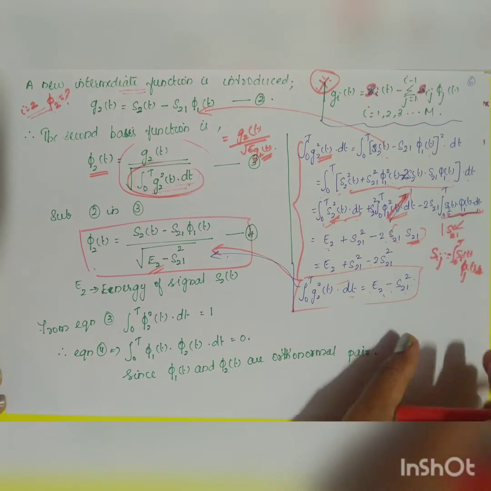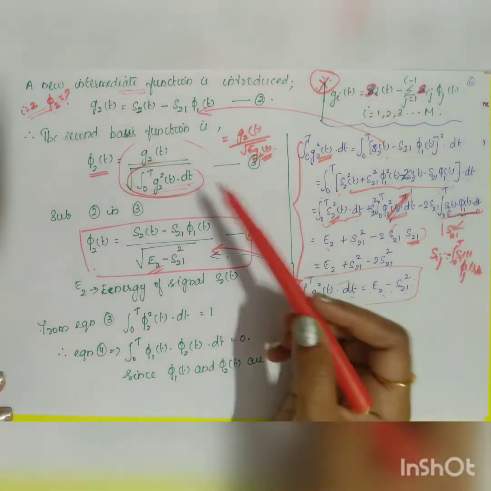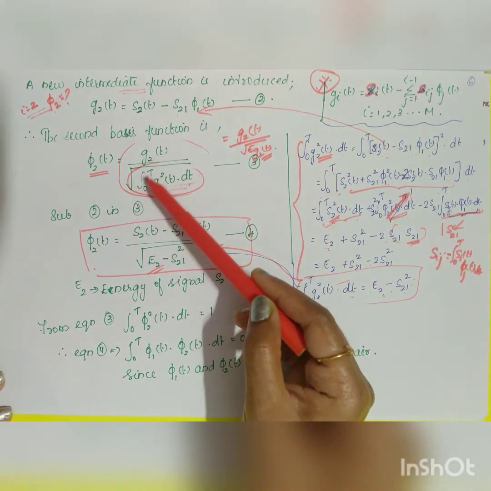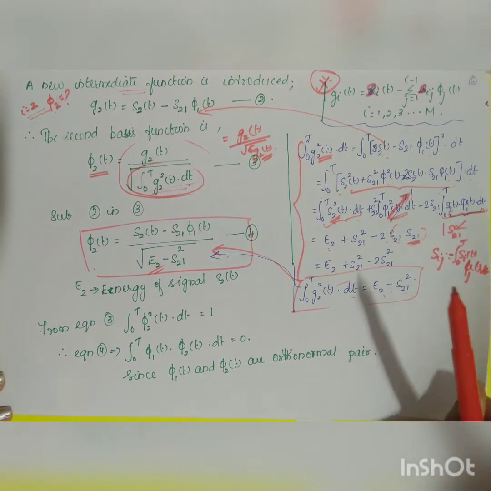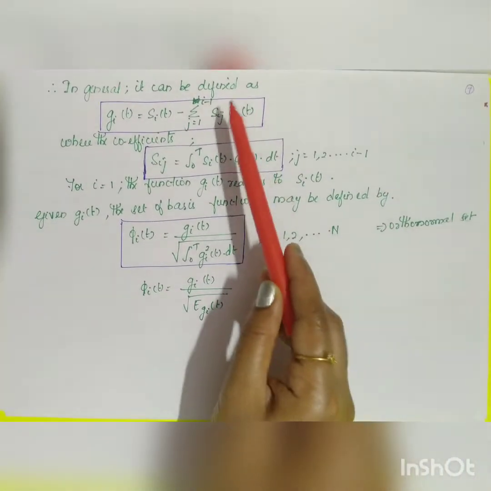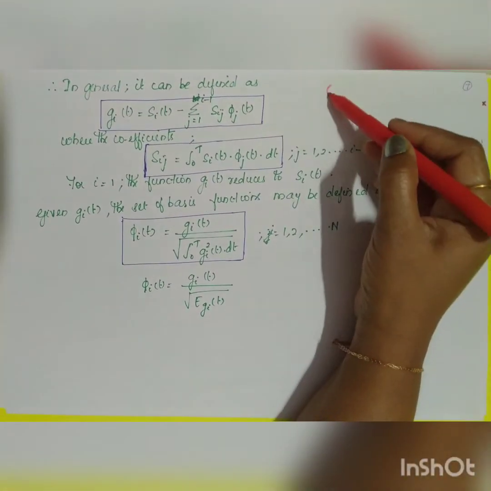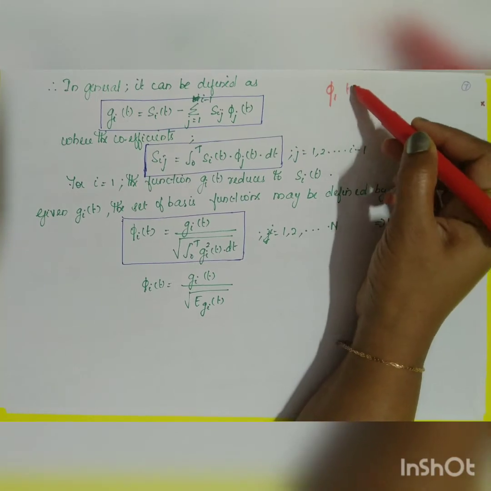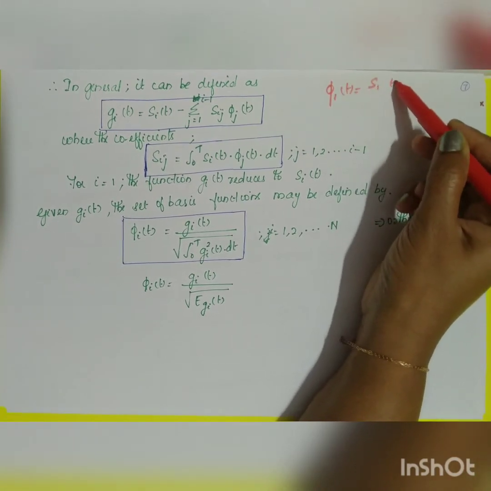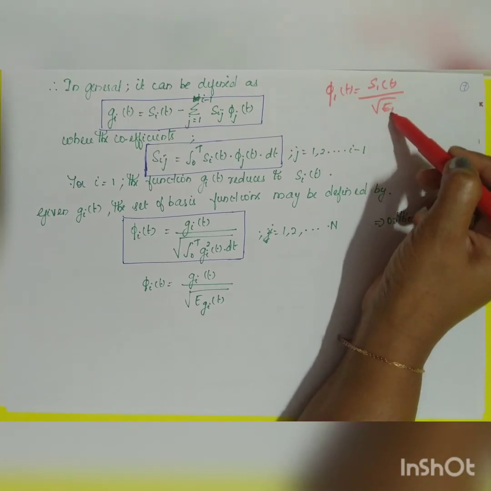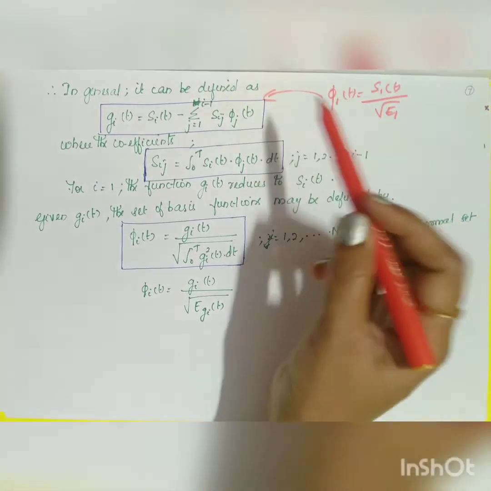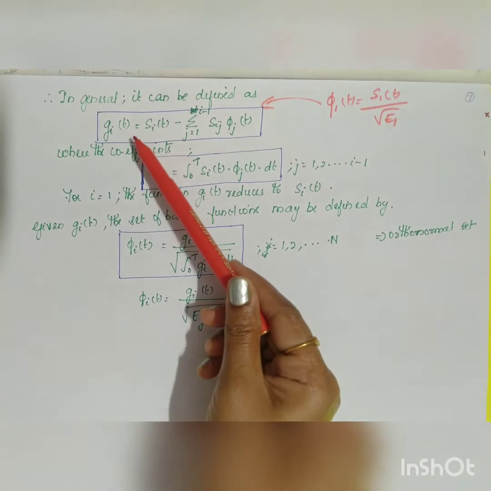Similarly, can you find the value for phi3 of t? What will be your value? G3 of t divided by root of E g3 of t, right? So in general, it can be defined as follows. Phi1 of t, you can write one more step. Phi1 of t is equal to S1 of t divided by root of E1.